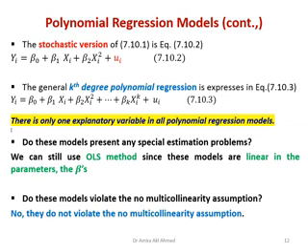The stochastic version of equation 7.10.1 is shown by equation 7.10.2. Equation 7.10.2 is termed as a second-degree polynomial regression, as we mentioned earlier.